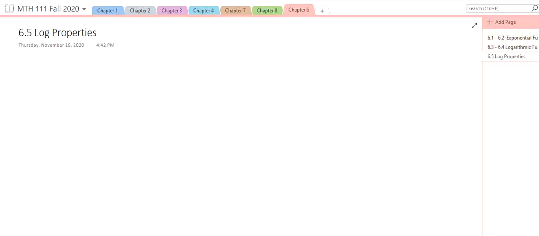Okay, let's talk about some properties of logarithms. I'm just going to do some of the properties, some of the simple ones.